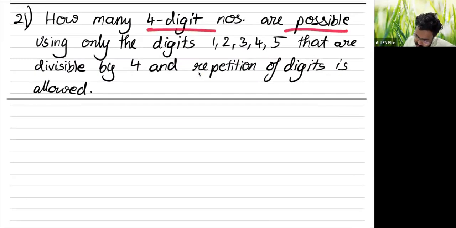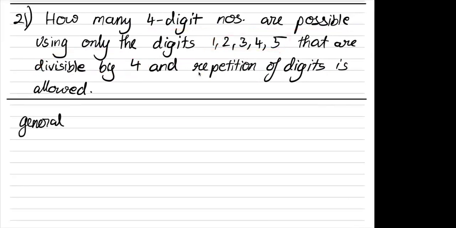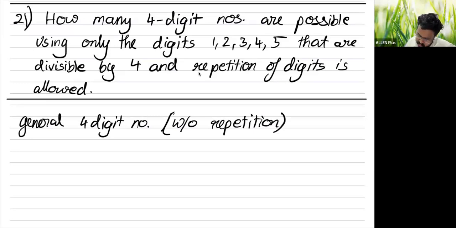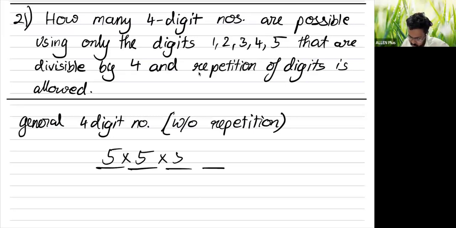Okay. I'll start with question 21. How many 4-digit numbers are possible using only digits 1, 2, 3, 4, 5? If the question had ended over here and the divisible by 4 condition was not there, a general 4-digit number with repetition, you have 4 digits. Each of these digits has 5 choices each. And then you will say 5 to the power 4, which is 625.